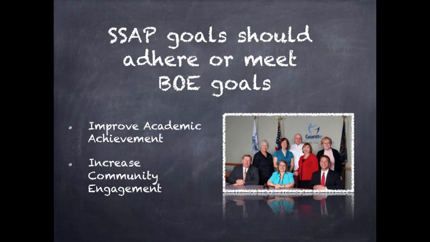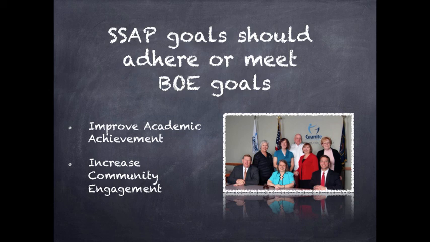Now, in addition to that, your goals should also adhere to or meet Board of Education goals. For instance, the Board of Education has two very broad-sounding goals: to improve academic achievement and increase community engagement. However, if you break these goals down, they come into play in a five-year strategic plan that has very specific details that take up about 20 pages.